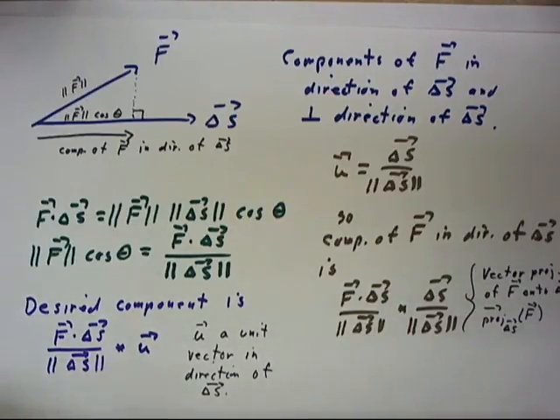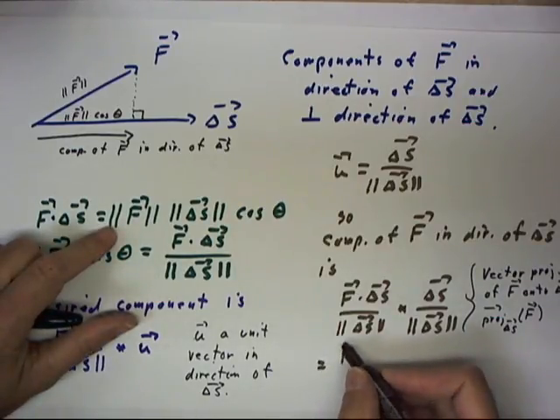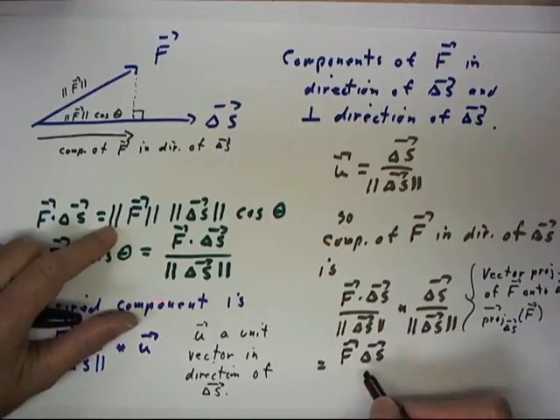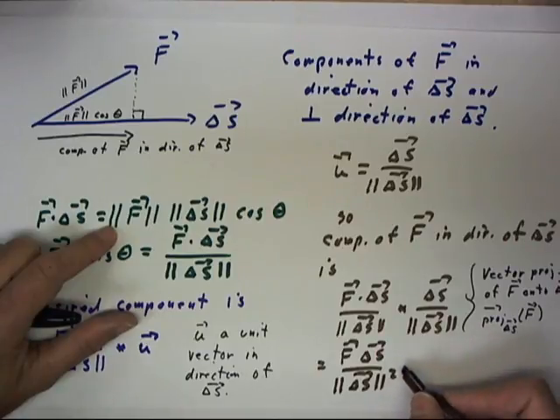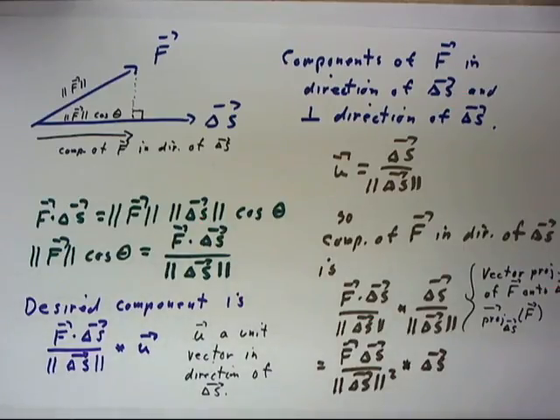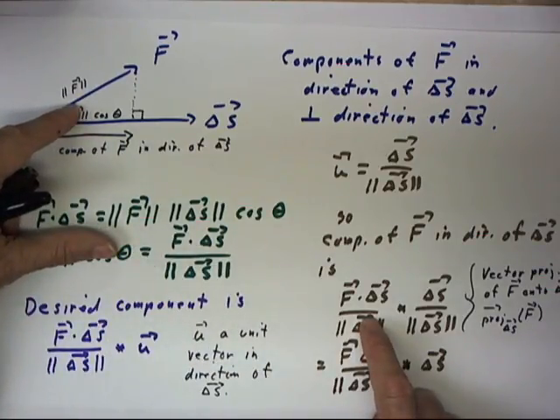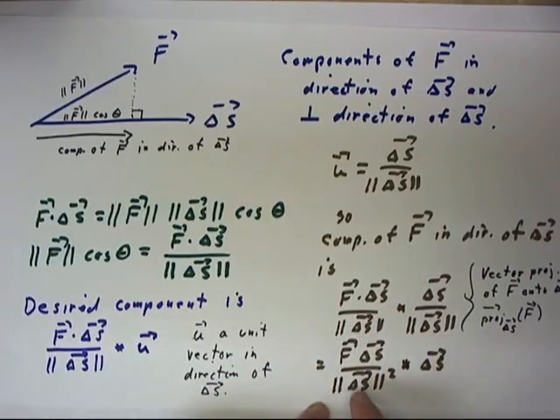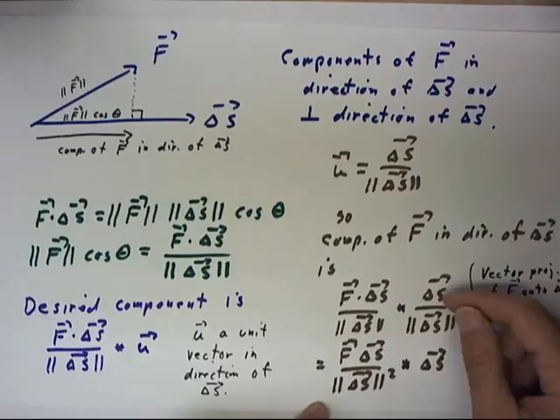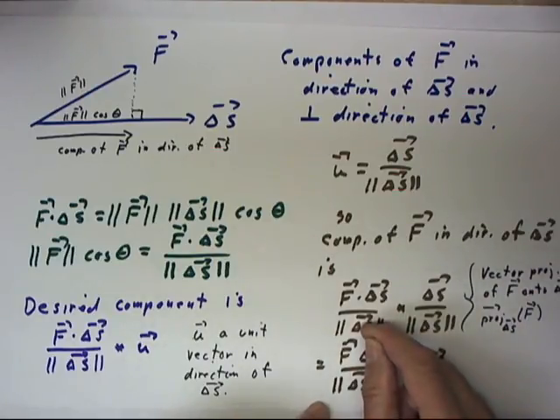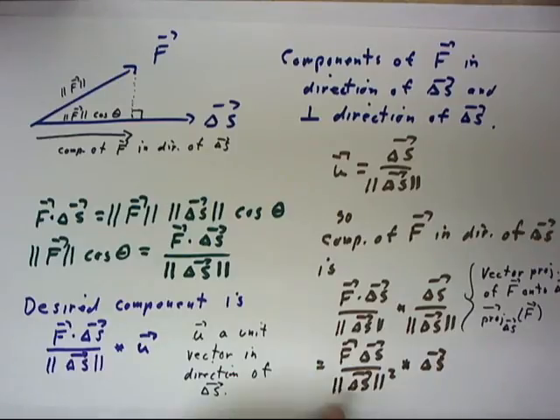Now this vector can be written as F dot delta s over the magnitude of delta s quantity squared multiplied by delta s. I prefer this notation because this expression can be traced back to the definition of the dot product and to the picture of this triangle, whereas this notation kind of obscures that. And we see the unit vector here, we see the projection here, but either expression will get you there.